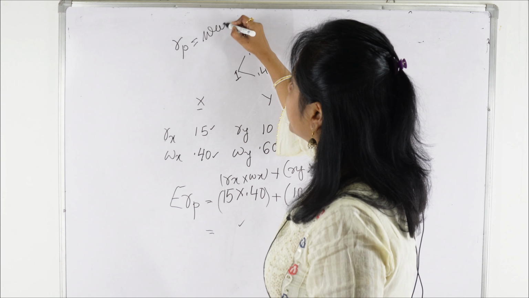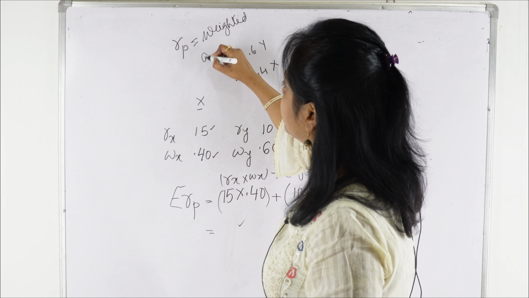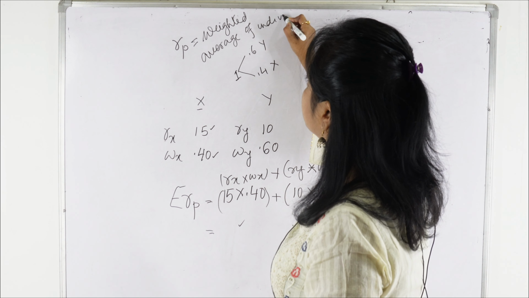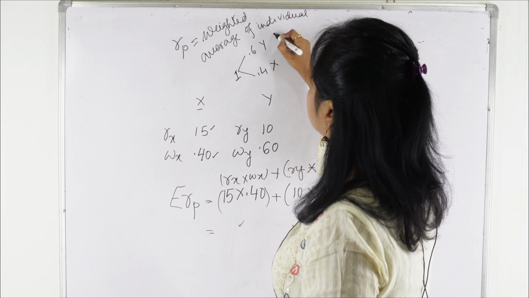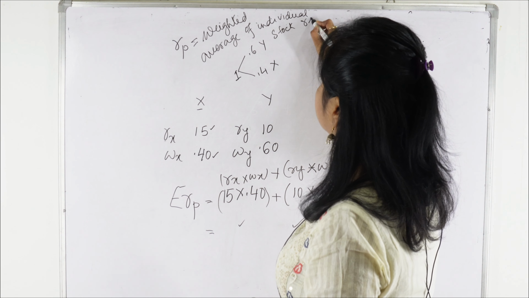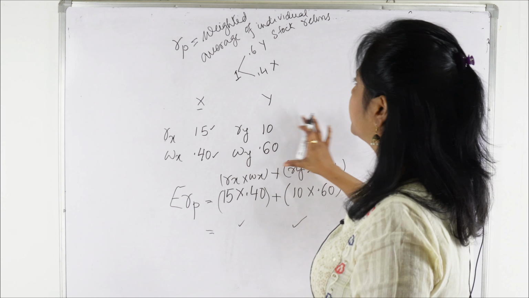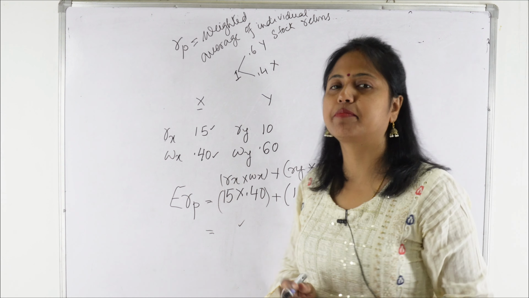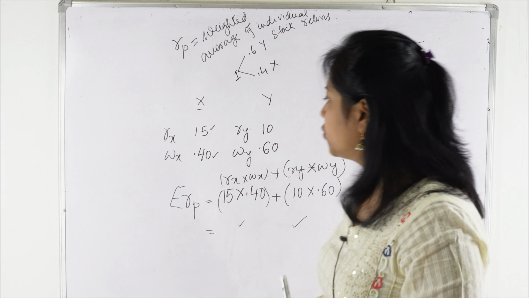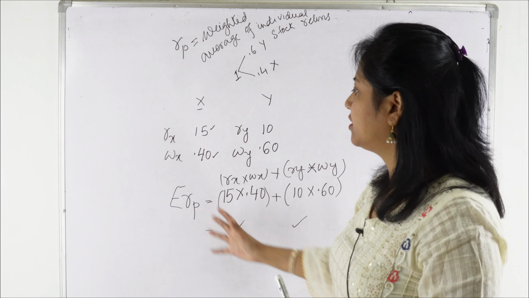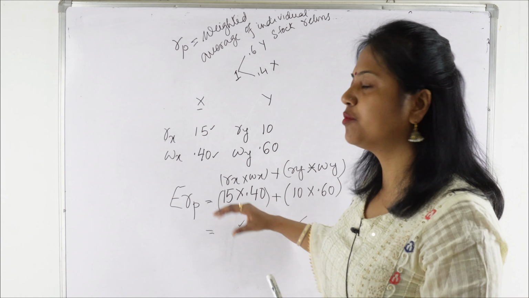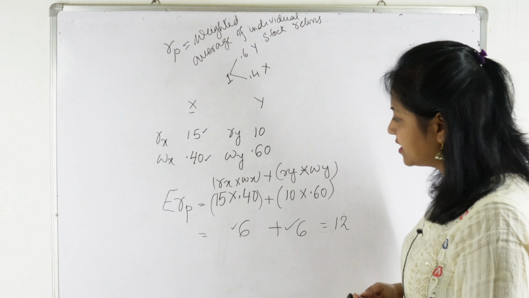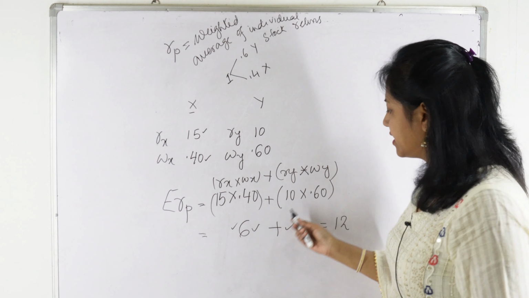So it is the weighted average of individual stock returns. Okay, so all the individual stock returns I will take and find out the weighted average. So that is my expected return from a portfolio. Friends, so if you see that expected return from a portfolio may vary from the individual return. So let's find out what is the answer for this. So friends, as you can see that I get here 6 and I get here 6.